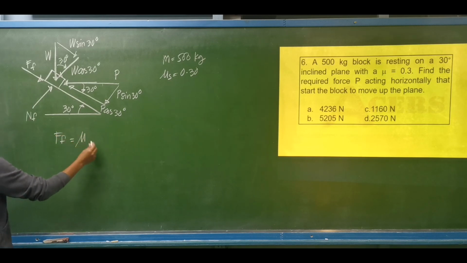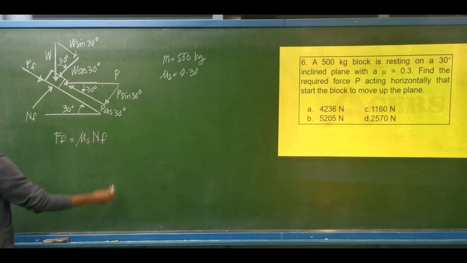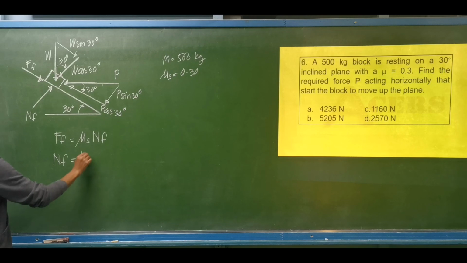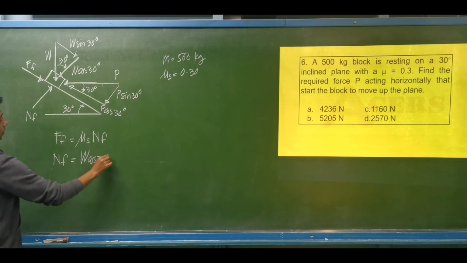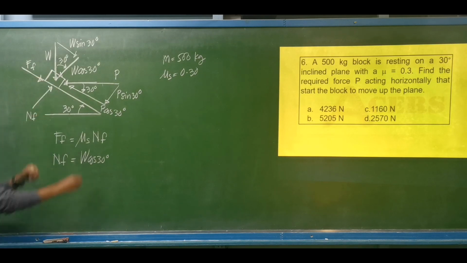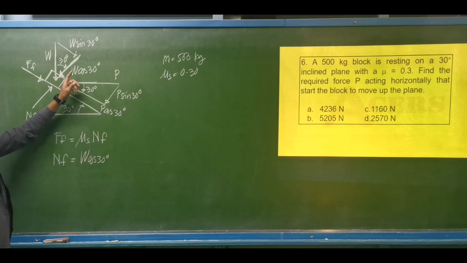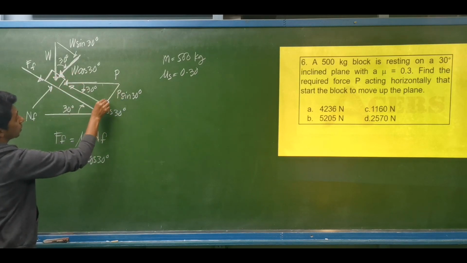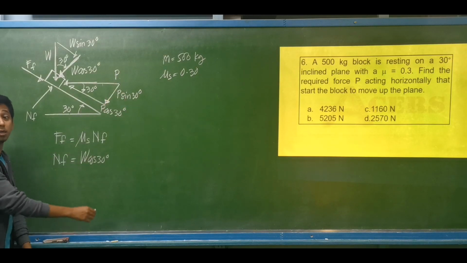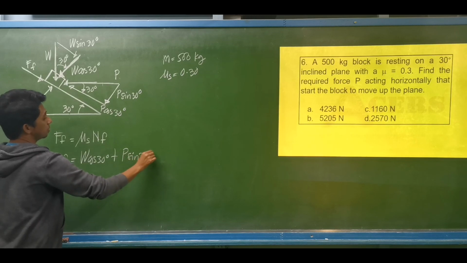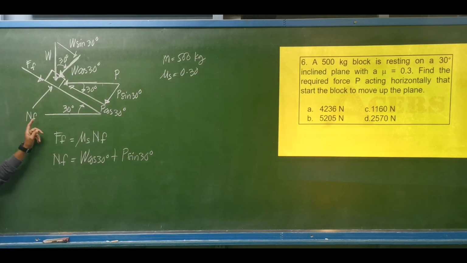So how to compute for the frictional force? That is equal to the coefficient of static friction times the normal force. If you are to observe, what is the equivalent of the normal force from this free body diagram? The equivalent of the normal force is the weight cosine of 30 degrees, forces that are perpendicular to the surface. This is one, the W cosine of 30 degrees. The other is the perpendicular component of the force P, so plus P sine of 30 degrees. Okay, we have two components of the normal force.